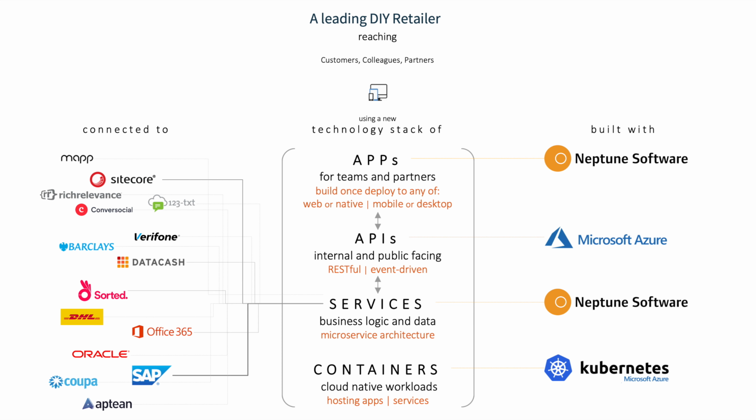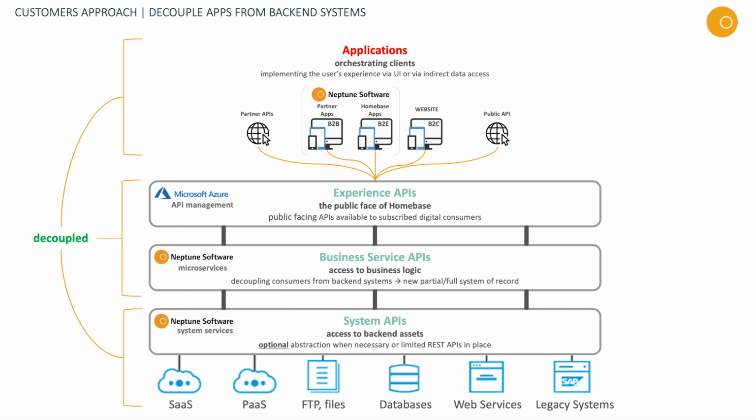Then you have the top layer. The top layer is where applications and business workflows were built in order to streamline the processes and also to provide a unified UX towards their teams and partners. The main goal of this approach was to decouple applications from different backend systems. So on the front-end side, on the client side, you are going to have applications that are for B2B scenarios and B2E scenarios that are built with Neptune. Then for the B2C scenario, their website was also leveraging the APIs and also the ability to connect to partner APIs and also to public APIs.